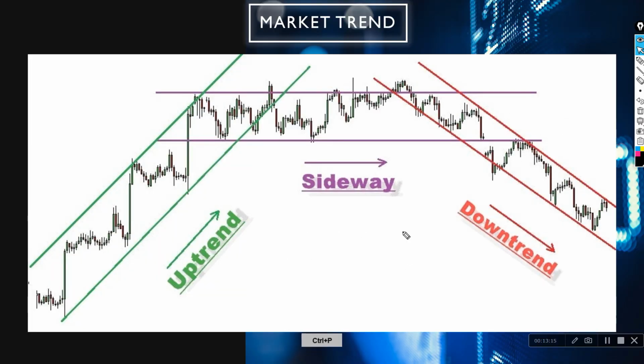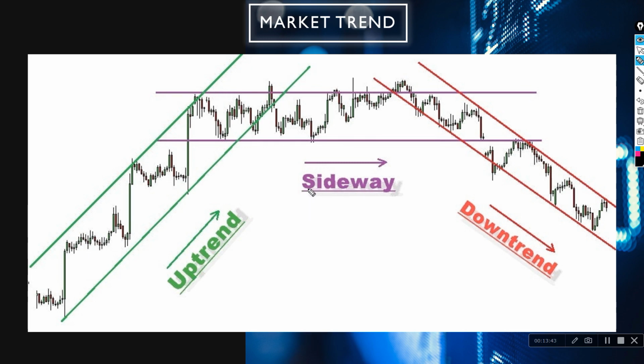Okay, so here I have this sideways trend, or the consolidation. Can you see this is the resistance and this is the support? The market is moving back and forth. Can you see, it's like a wave, and both are almost equal. The buyers and sellers will be almost equal. So I hope you have understood what an uptrend is, what a downtrend is, and what a sideways trend is.